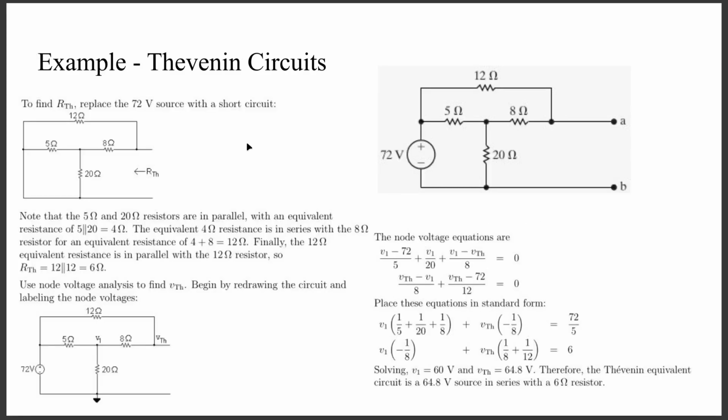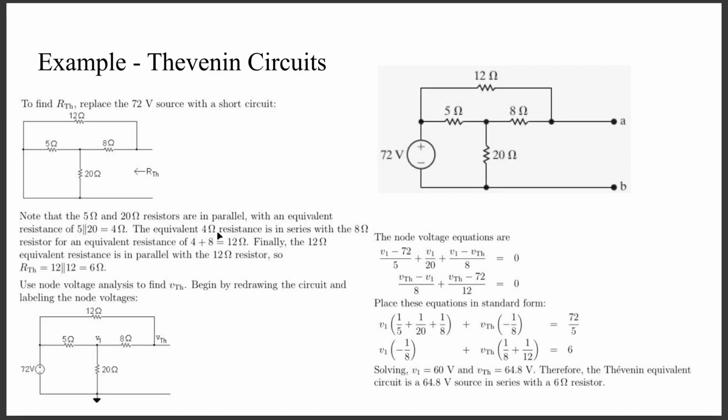Example of finding the Thevenin circuit. To find R Thevenin in this circuit here, replace the 72 volt source with a short circuit. Note that the 5 ohm and 20 ohm resistors are in parallel, with an equivalent resistance of 5 in parallel with 20 to give 4 ohms.